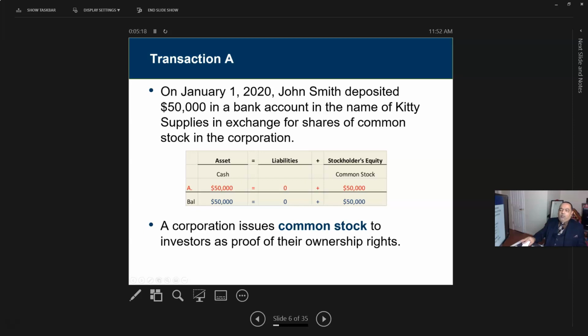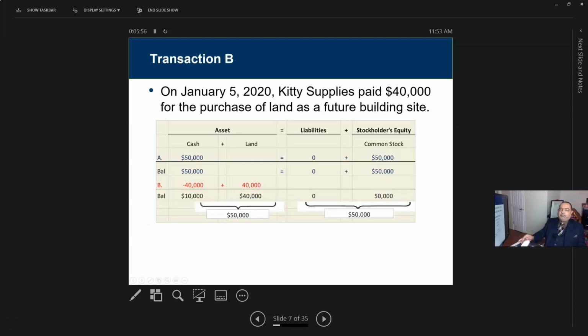Now, what is common stock? Of course, there are two kinds of stock, common stock and preferred stock. A corporation issues stock to investors as proof of their ownership rights. Common stock has ownership and voting rights. Preferred stock may not have the voting right. Normally they have preference over return of capital and preference over dividends, but may not have a voting right. So this is transaction number one. After transaction A, our balance is 50,000 in assets and 50,000 in stockholders' equity.